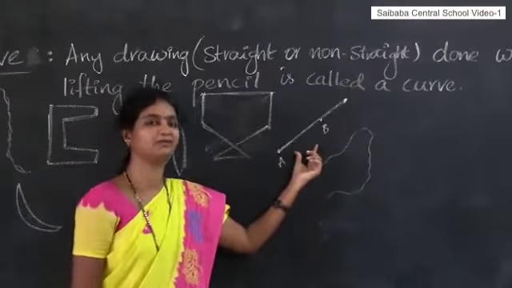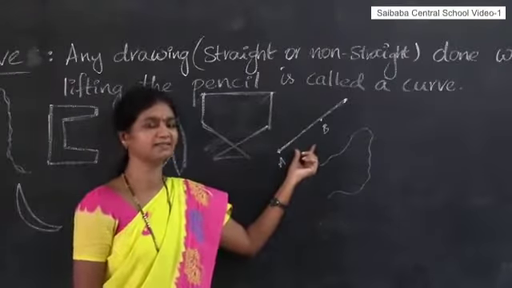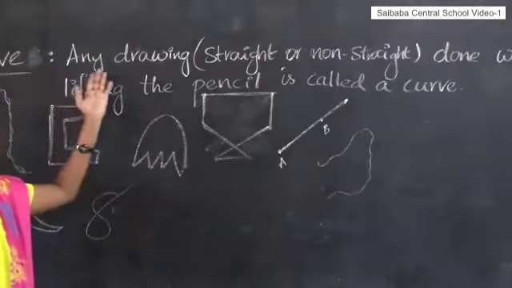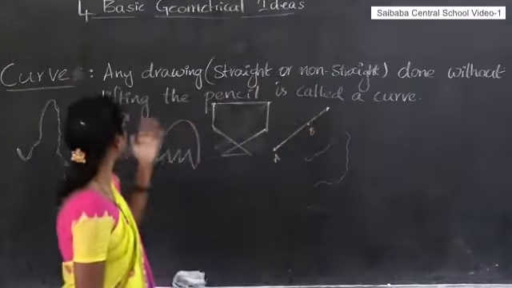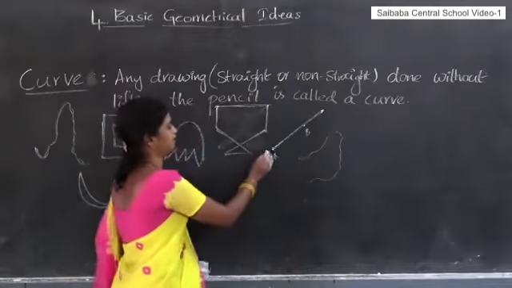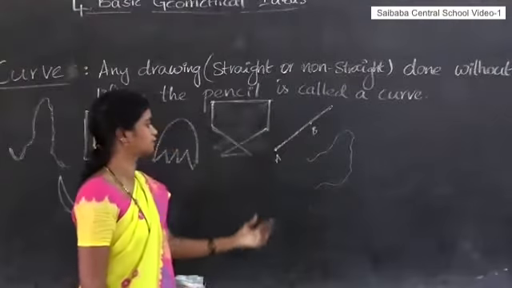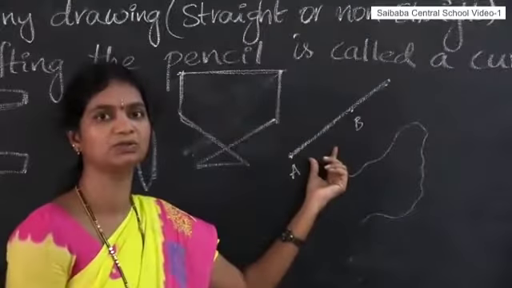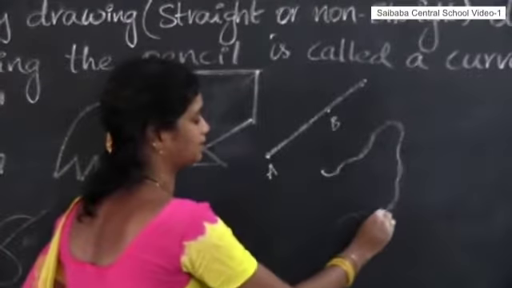Usually a straight line we will not call a curve, but it satisfies the definition of the curve. What is the definition of the curve? Any drawing, whether it is straight or non-straight, done without lifting the pencil is called a curve. Here I am drawing this line without lifting the pencil. So mathematically we can call the straight line also a curve. And this is one more curve.